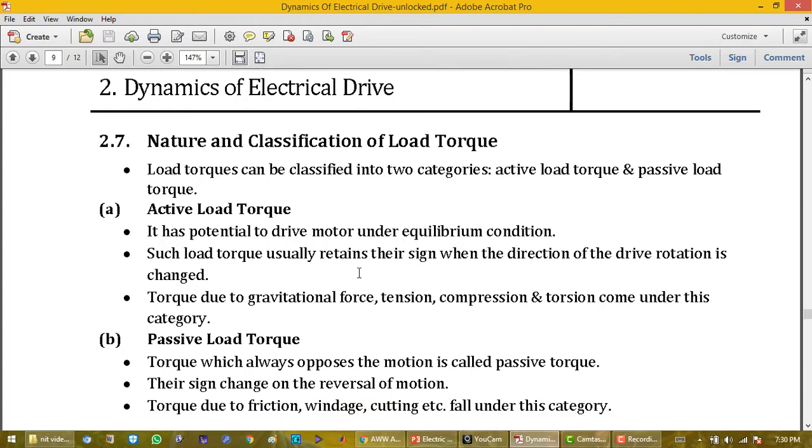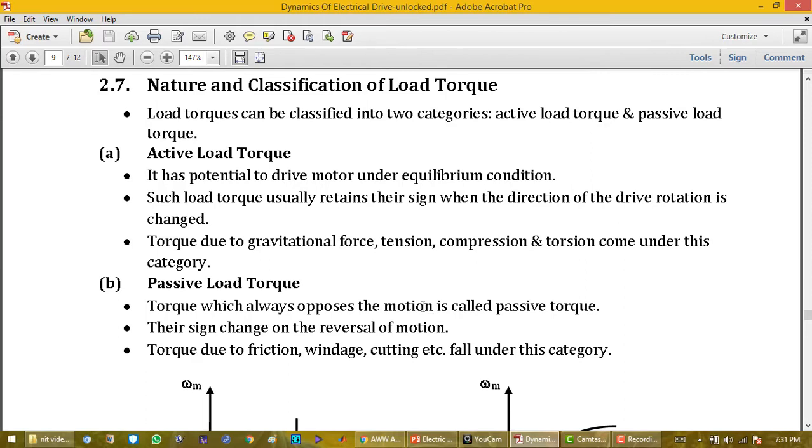Now active torque basically retains its sign even when the direction of drive rotation changes. So this is the most important point. Although we are changing the direction of drive rotation, it will keep remaining its sign. So the sign is unaltered, and torque due to gravitational force, tension, compression, and torsion are examples. And passive torque, as you know, will change its sign with the reversal of the motion. This is basically due to friction, windage, cutting, etc.